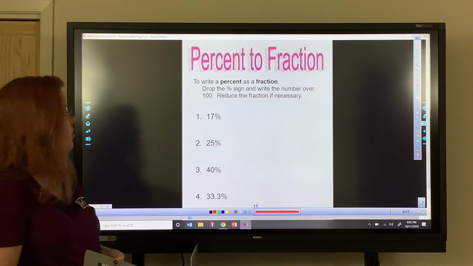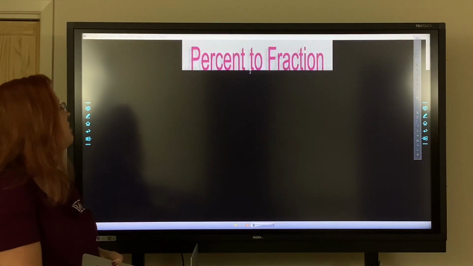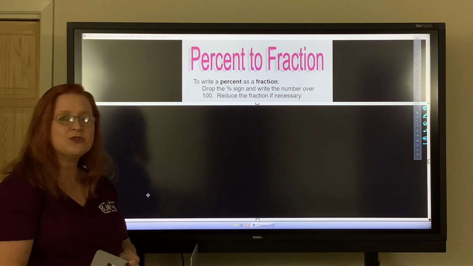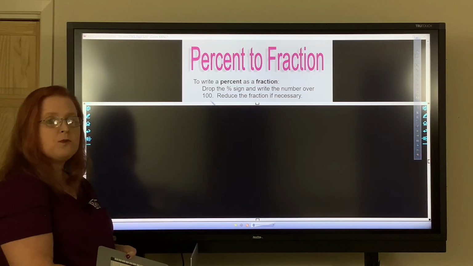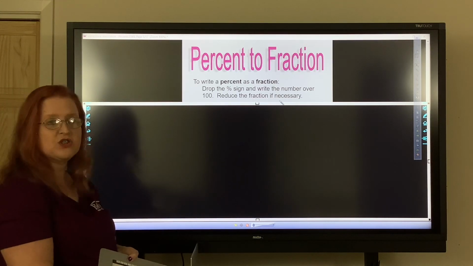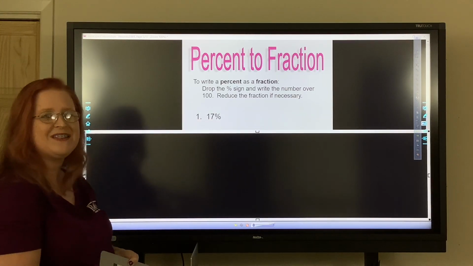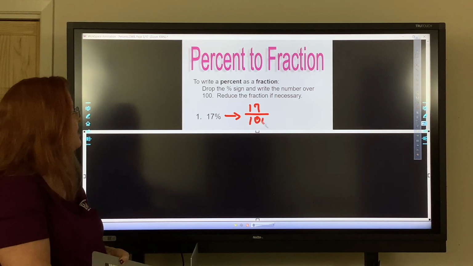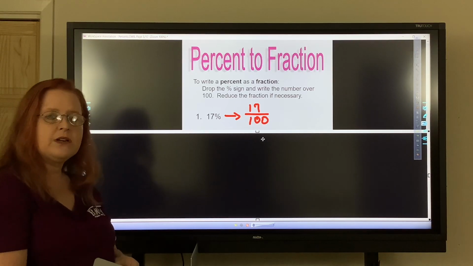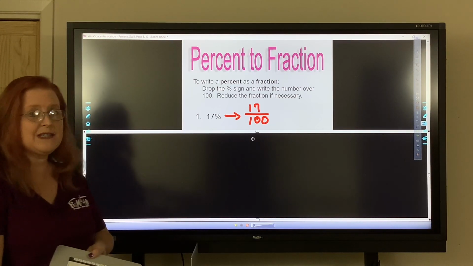All right, so now we need to write a percent as a fraction. All right, so to write a percent as a fraction, it says drop the percent sign and write the number over 100, and then reduce the fraction if necessary. So let's look at our first problem, 17%. So if we were going to write this as a fraction, we would just simply write 17 over 100. Can 17 over 100 be reduced? 17 is a prime number, so no reducing is necessary.